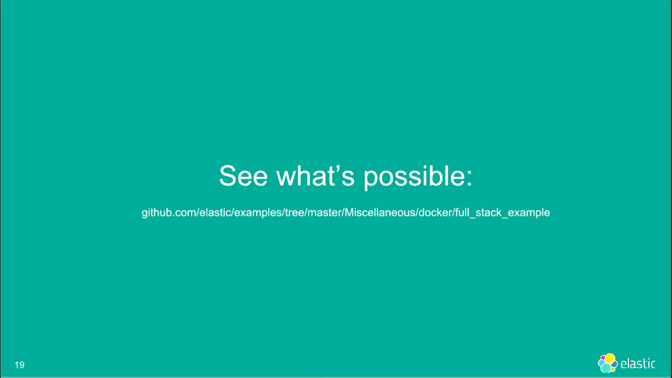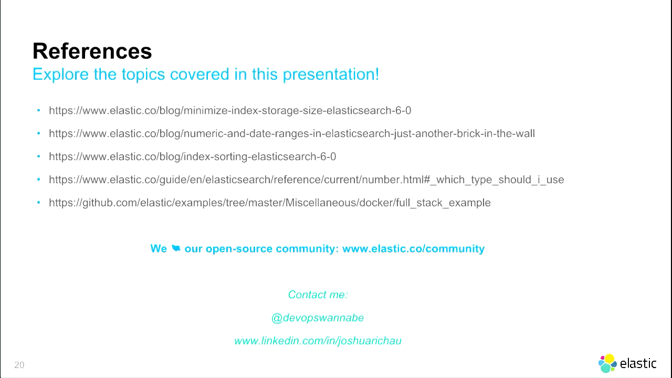So you can go and see what's possible at that address there, which is just GitHub. Go to the Elastic organization in GitHub, go to the examples repo, and in the miscellaneous section, we've buried it away somewhere. That'll be the little test for you, if you can find it first. If you go into the miscellaneous Docker folder, for example, you'll have a Docker compose file there which you can run, which will bring up this full stack example. All of these things monitored for you, all with Elasticsearch.